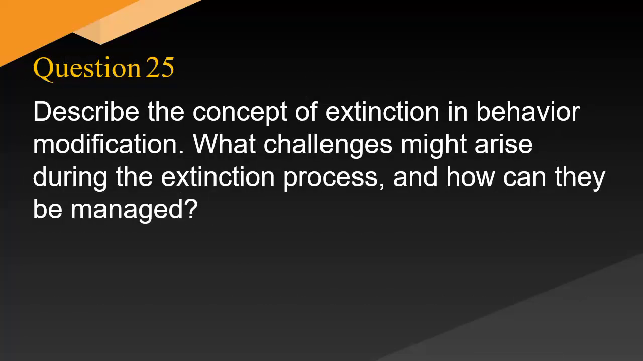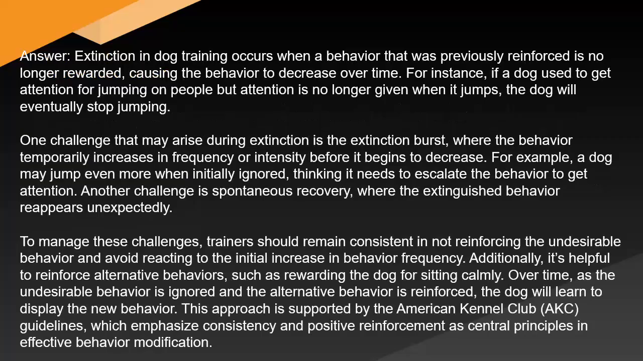Describe the concept of extinction in behavior modification. What challenges might arise during the extinction process, and how can they be managed? Answer: extinction in dog training occurs when a behavior that was previously reinforced is no longer rewarded, causing the behavior to decrease over time. For instance, if a dog used to get attention for jumping on people, but attention is no longer given when it jumps, the dog will eventually stop jumping.